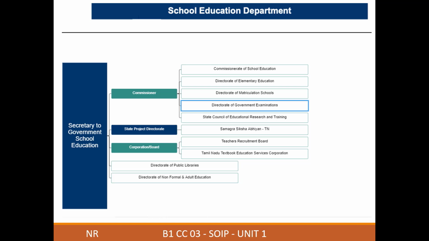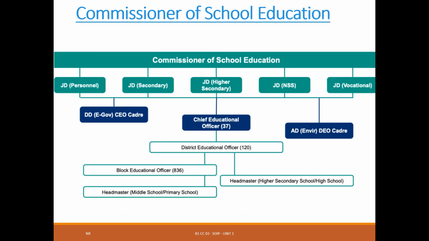That means before that we had two systems, RMSA and SSA, and both are clubbed together as Samagra Shiksha Abhiyan. Next is the Cooperation Board for teacher recruitment and the Tamil Nadu Teacher Textbook Education Service Commissions. Then the Directorate for Public Libraries and the Directorate for Non-formal and Adult Education. So these are the overall schema of the Secretariat to the Government, School Education. Next is the commissioner level. From the commissioner level we have JDs.